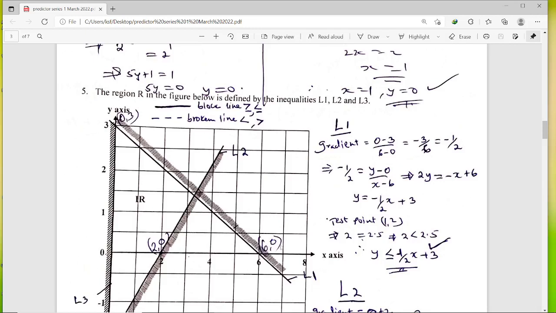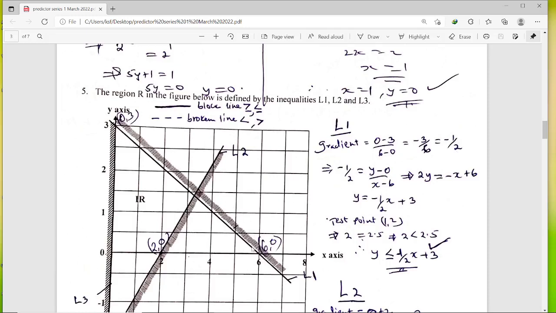If you have this point 6, 0 and this point, if I start from this point, I'll say it is 0 minus 3 over 6 minus 0. 0 minus 3 over 6 minus 0 gives you negative 3 over 6. Negative 3 over 6 is the same as negative 1 over 2. So that is the gradient of our line L1.